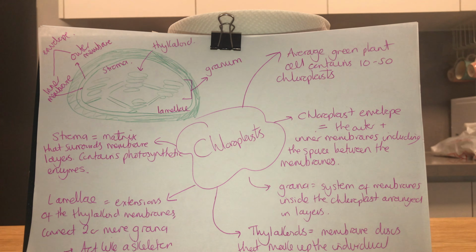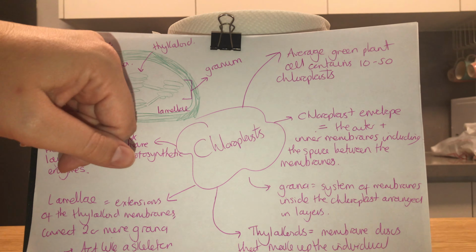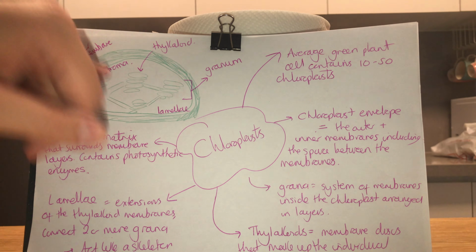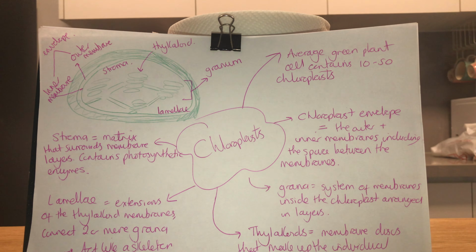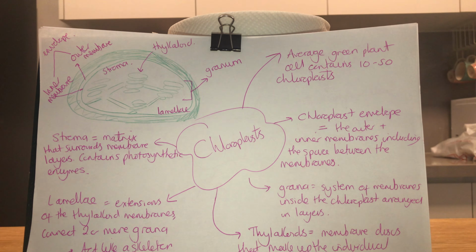We then have the lamellae, and these are the extensions of the thylakoid membranes, these bits here that I've drawn. They connect two or more of the grana, and they act like a skeleton, helping to maintain the distance between the grana, so they don't move around and bump into each other. The reason you want to keep them in a particular place is that it helps you maximise the amount of light they're exposed to, and therefore the amount of light they can absorb, and the amount of photosynthesis they can carry out.